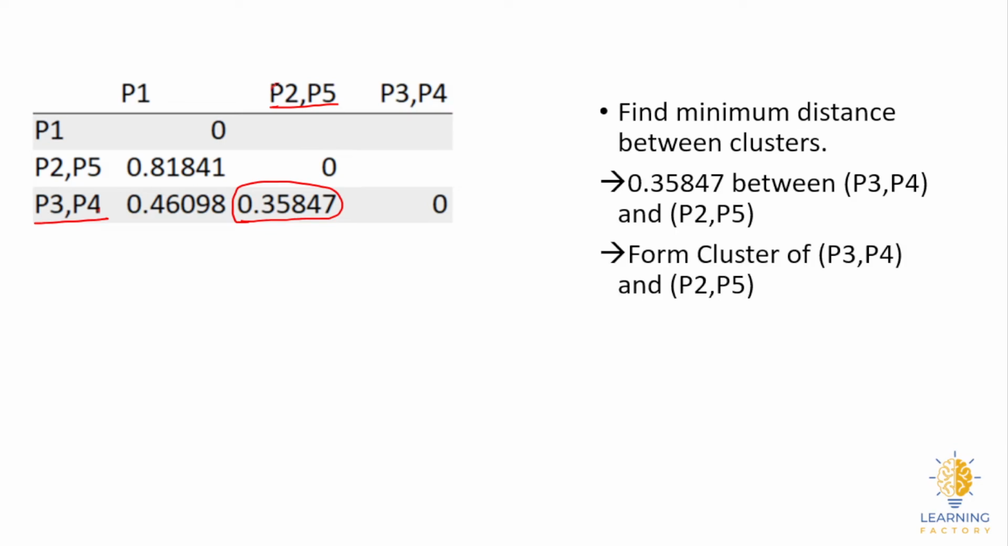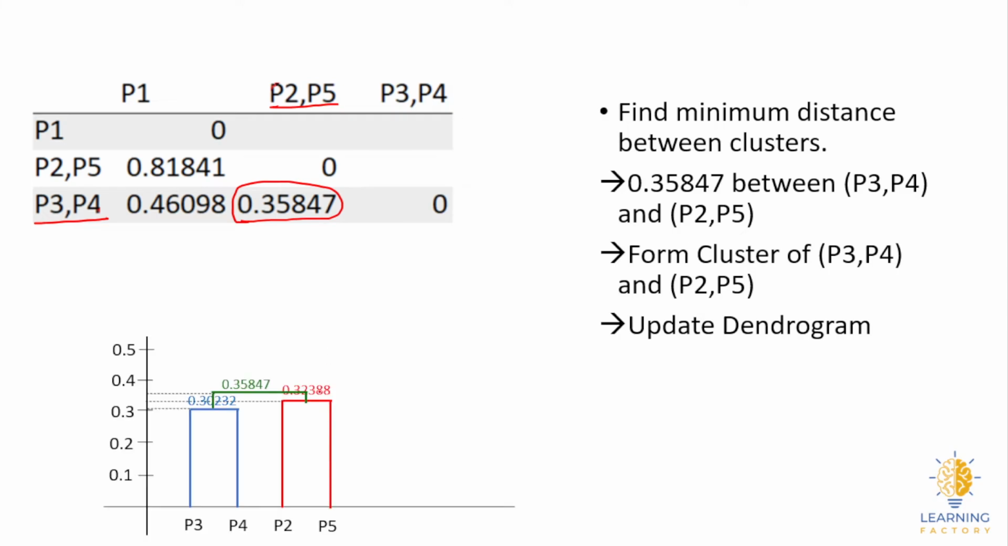So we are going to form the cluster of P3, P4 and P2, P5, and we are going to update the dendrogram. So see here now, P3, P4 was one cluster, P2, P5 was another cluster, and now we are going to merge these two clusters together. Okay, so we'll be having now the dendrogram from this cluster.